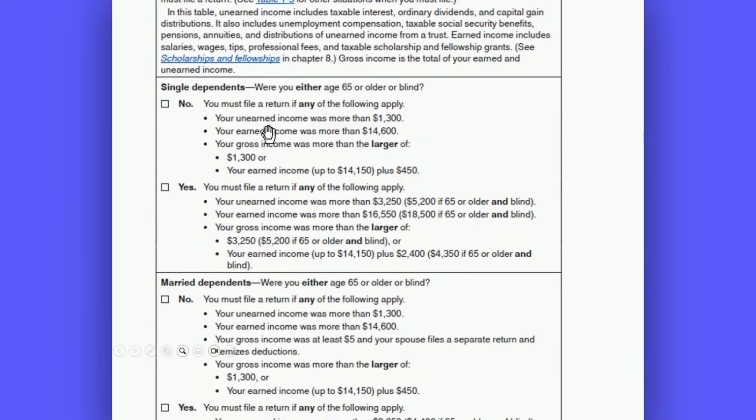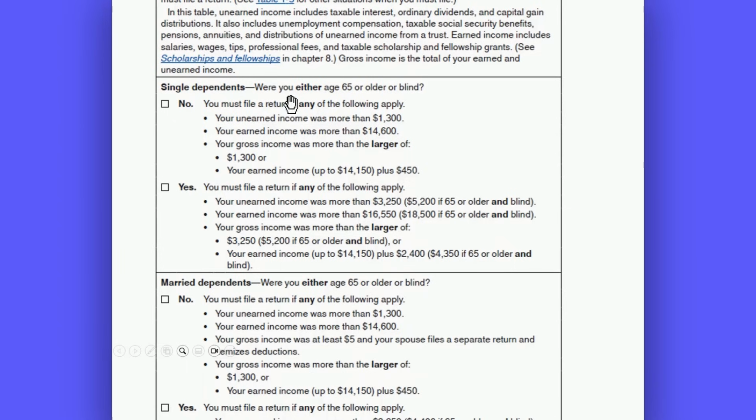So you will want to remember this for the exam, this $1,300 number, the $14,600 number, and then the larger of $1,300 of unearned income or their earned income plus $450. Then next, the people are the people who are single.